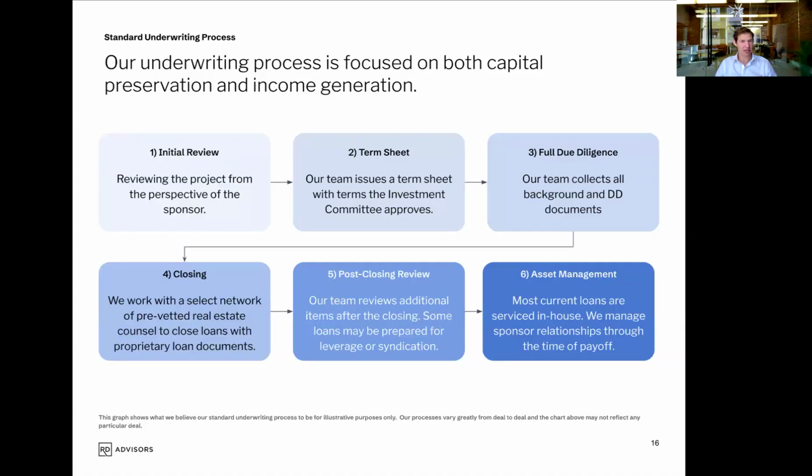Post-closing review: everything closes, and if there's anything missing, we collect those last minute documents. And then, leverage or syndication. We don't really syndicate our loans too much, but we do have warehouse lines of credit. Juan Carlos runs the process of onboarding those loans and making sure that everything is in compliance so we can borrow against an individual loan.